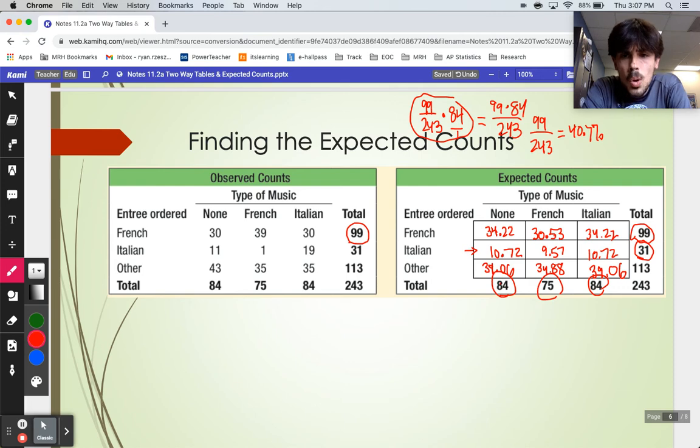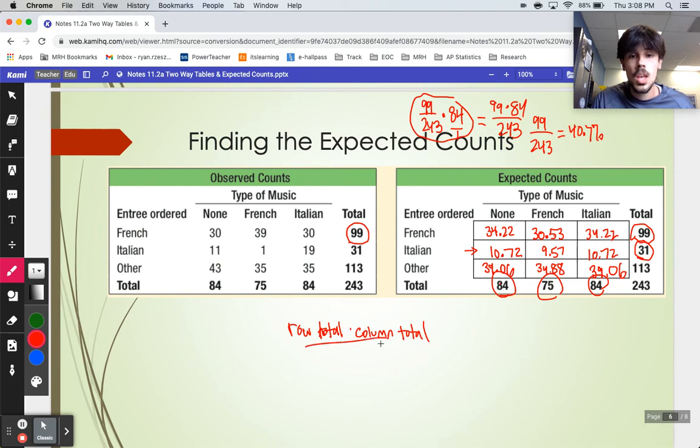All right. So I went ahead and typed all of those in. Again, what you do is you take each row total and you multiply your row total by the corresponding column total for each one. You take your row total times your column total, and you divide that by your grand total. And that's how you're going to find your expected counts for each of the different boxes.